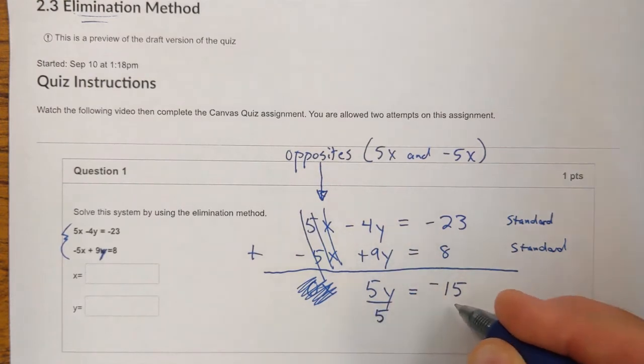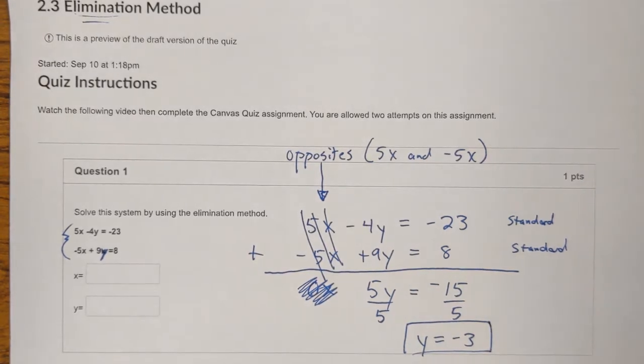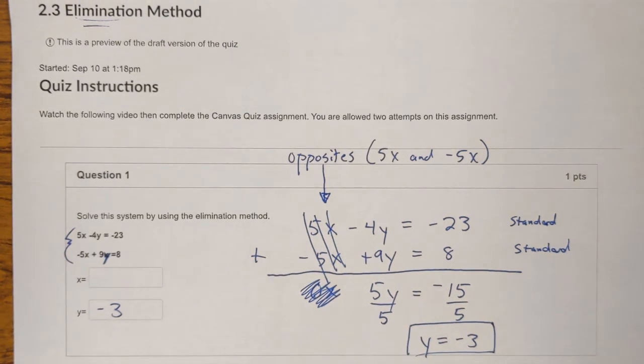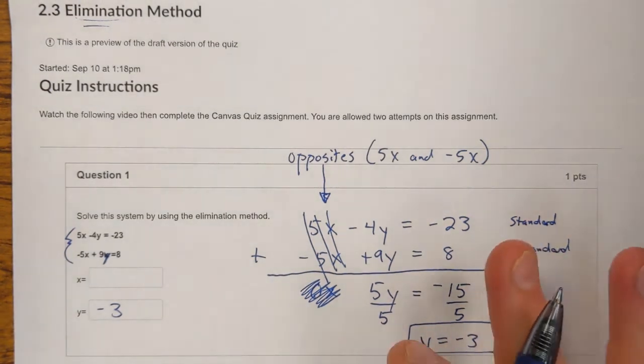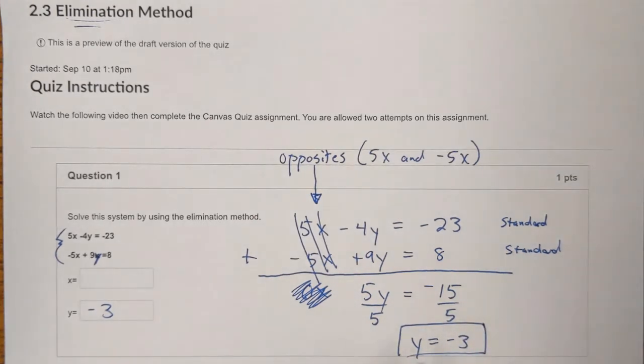We're just going to divide both sides by 5. And just like that, we have our first answer. Y is equal to negative 3. So we're going to put that in our second box here. Y is equal to negative 3. With the elimination method, a lot of students find it pretty simple to get this first answer.